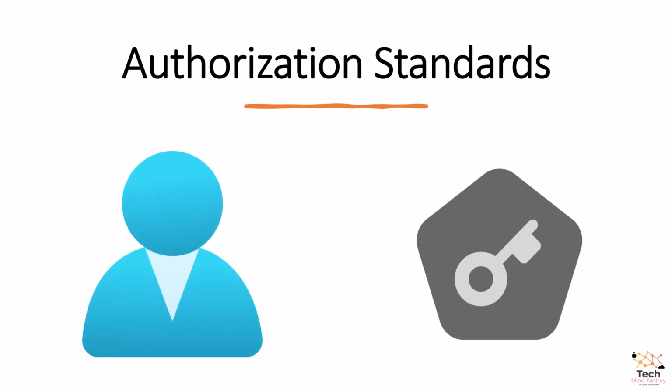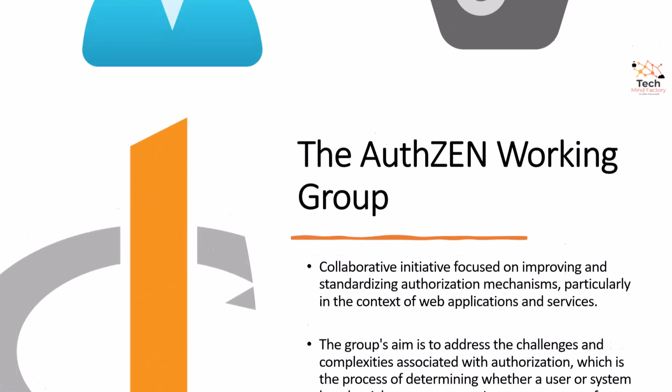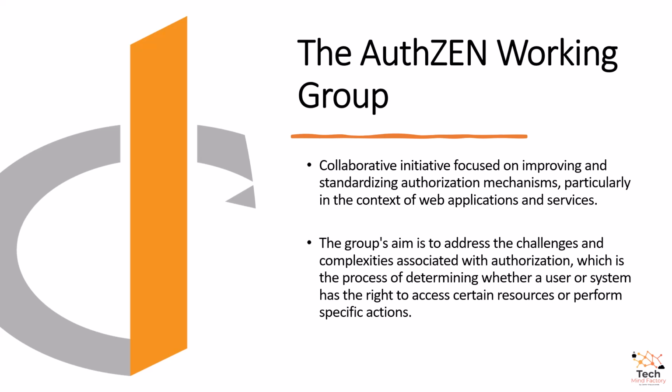Great, so now let's talk about some authorization standards to make it easier to implement architectures like this. Let me introduce you to OpenID AuthZEN Working Group. It's a collaborative initiative focused on improving and standardizing authorization mechanisms, particularly in the context of web applications and services. The group's aim is to address the challenges and complexities associated with authorization, which is the process of determining whether a user or system has the right to access certain resources or perform specific actions.